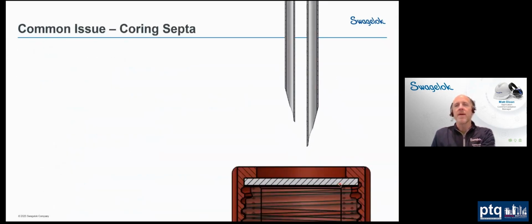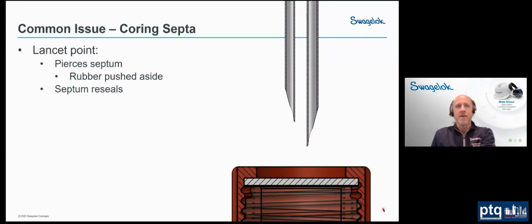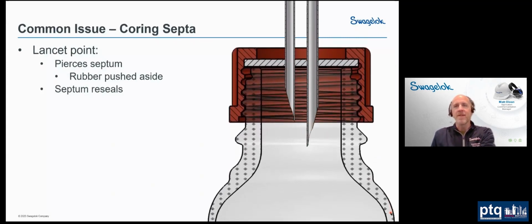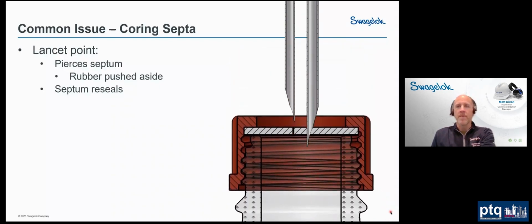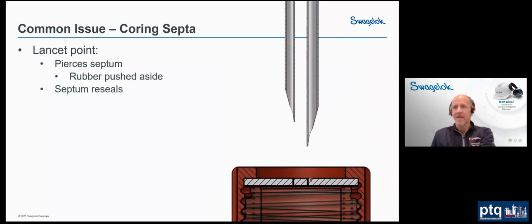So here we've got a bottle with a cap and a septa, and we've got two needles that are a lancet point. The ideal of what it's supposed to happen is that you push the bottle up into it, the needles pierce the septum, and then when you withdraw the bottle, you've got two slits in the septum that come back together and reseal. So the needles just push the material aside, and then it comes back together and reseals when you withdraw. But as I mentioned, you get some sharp edges all along the circumference of that needle.